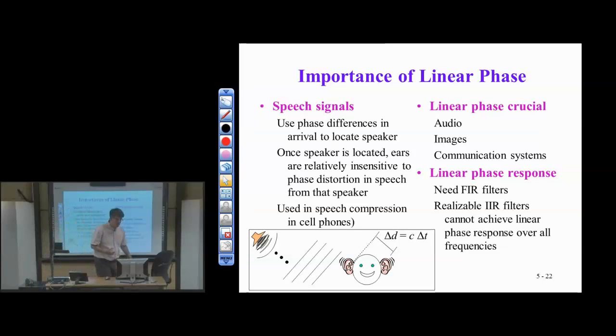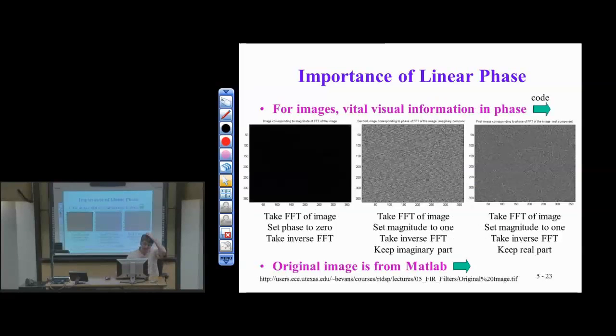So let me give you a visual demonstration of images and why the phase matters. Here's an image that I've taken from MATLAB, and I'll show you the original in just a second. And I've done 3 things to that image. First, and this is to show the importance of linear phase, for images, a lot of important visual information is in the phase. Yes, there's important information in the magnitude, absolutely. There's also a lot of important information in the phase. So let me show you an example.